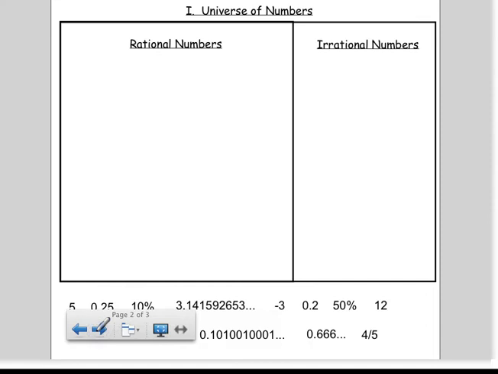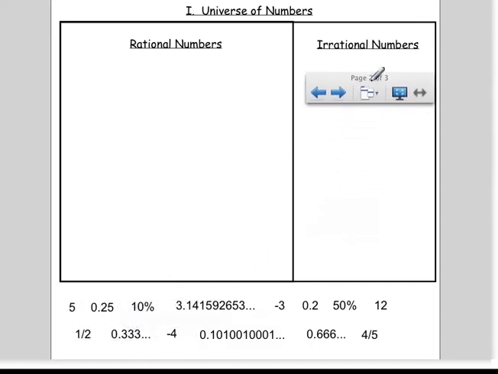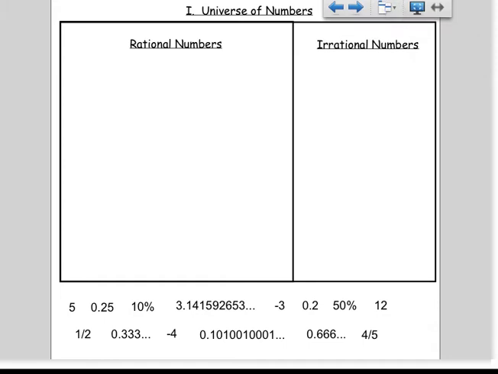In order to explain this, I think the best way is just by showing you the universe of numbers. This is not all the numbers you'll look at through college, but most of the numbers you're going to look at until very late high school are going to fall in this universe of numbers that are either rational or irrational.